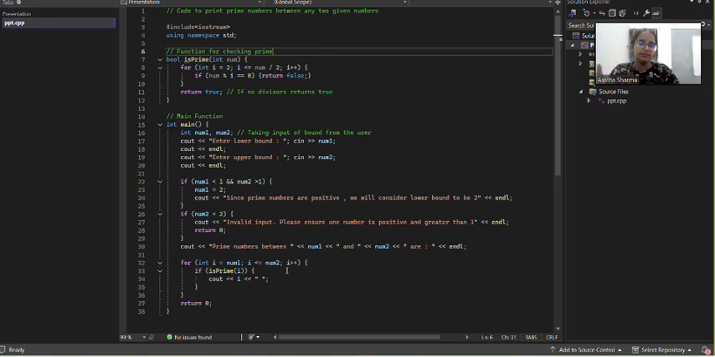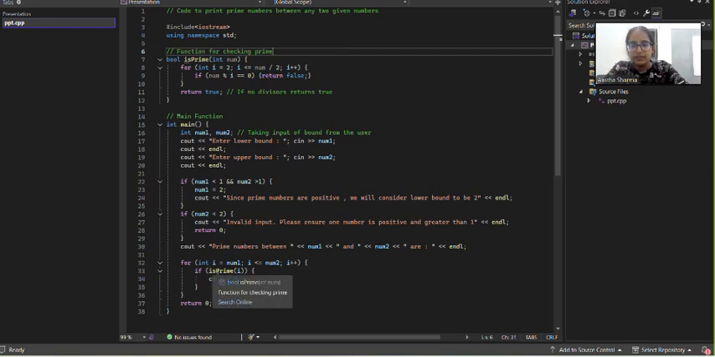Means if, let's say, my num1 is 3 and my num2 is 7, my loop will continue from 3, 4, 5, 6 and 7, and after 7 my loop will stop and the code is completed.